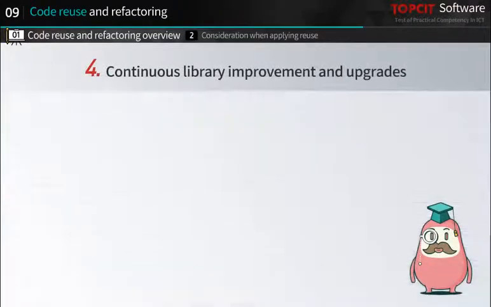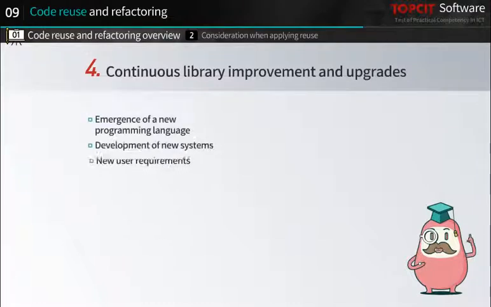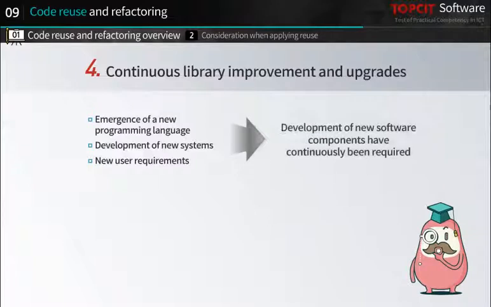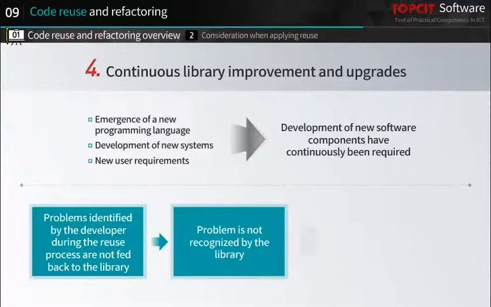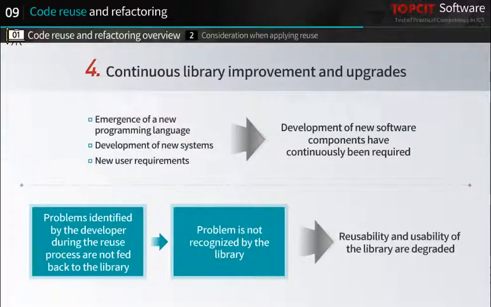Fourth, continuous library improvement and upgrades are required. The emergence of new programming languages, the development of new systems, and the development of new software components through new user requirements have continuously happened. Also, the reusability and usability of the library are degraded if problems identified by the developer during the reuse process are not fed back to the library and the problem is not recognized by the library.